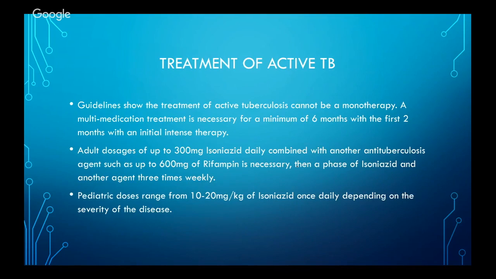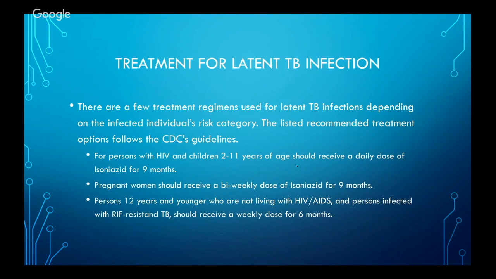The Centers for Disease Control guideline for latent TB infection is that HIV-infected people, as well as children, should receive a daily dose of up to 300 milligrams of isoniazid for a 9-month duration, and pregnant women need a bi-weekly dose for 9 months. There are specific ways to prevent the spread of TB.